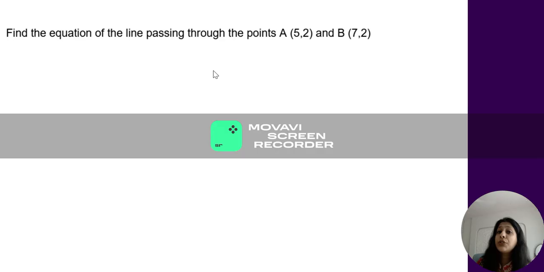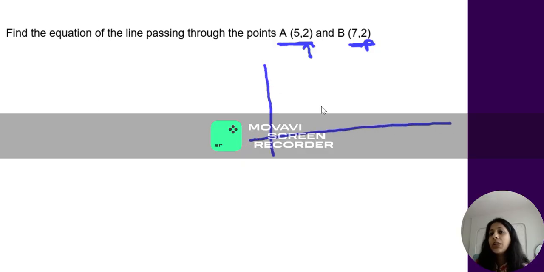So let's take one more example for finding the line equation. It says find the equation of the line passing through the points 5, 2 and 7, 2. Even before finding this, can you see something common in both the points? Yes, what we can see is the y coordinate for both the points is actually the same. That means y is 2 only, x is 5 and x is 7. So these are the 2 points.